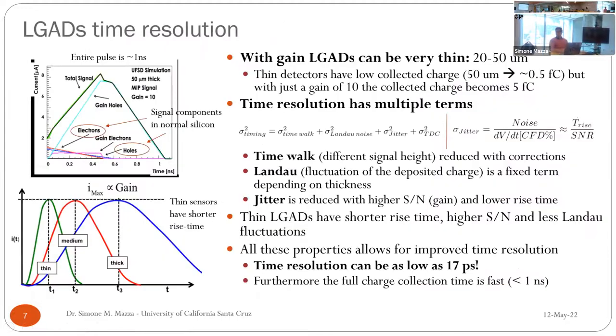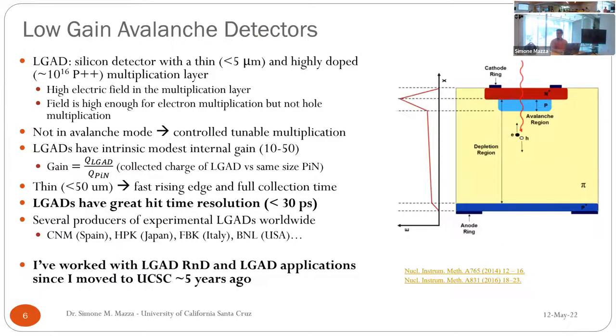Can I ask a dumb question? If you multiply electrons, but no holes, how do you conserve charge? When you multiply an electron, you create an electron and a hole. Okay. It's just that if the hole itself is not multiplied. Oh, okay. Yeah. So it's just a one way avalanche. Yeah, okay. Thank you.